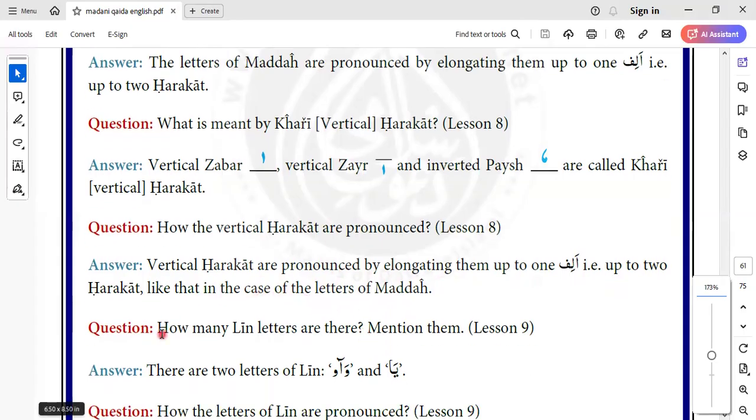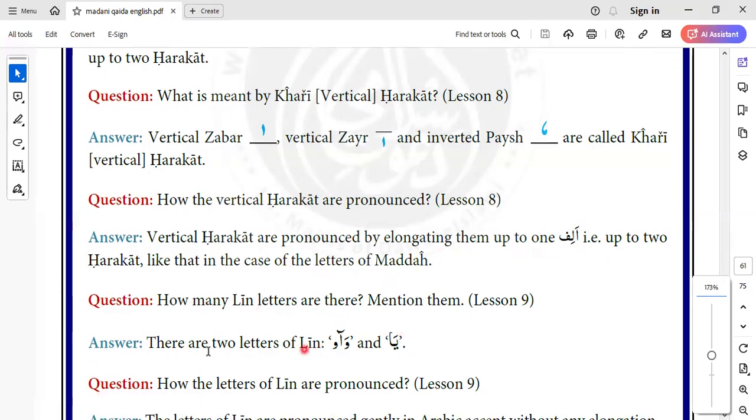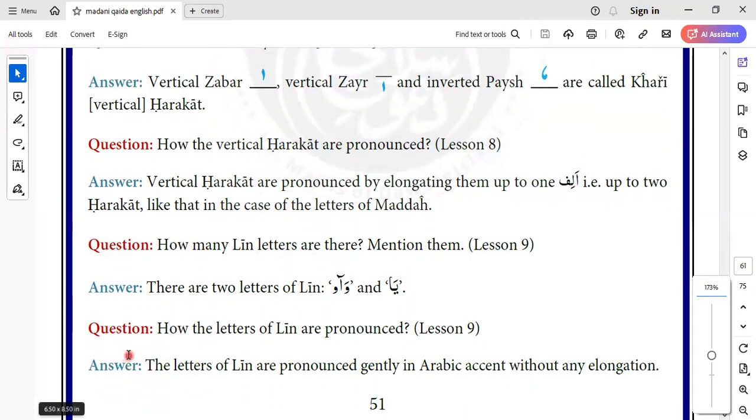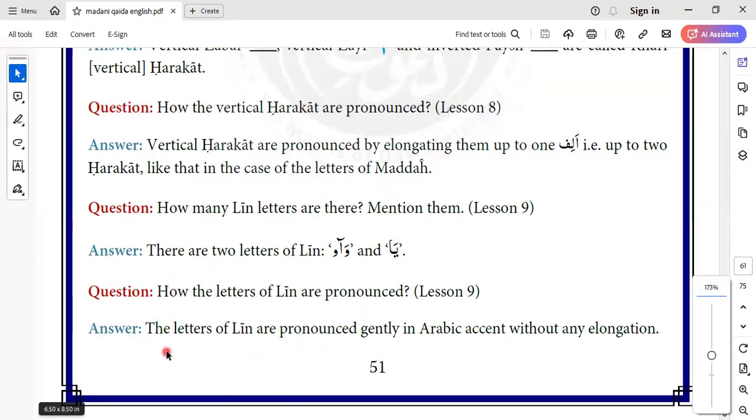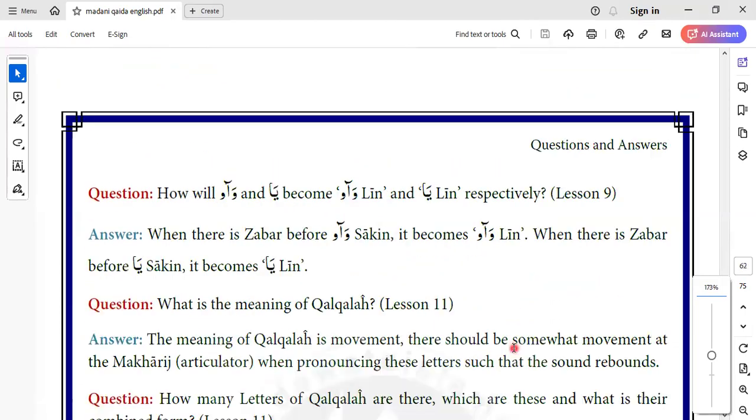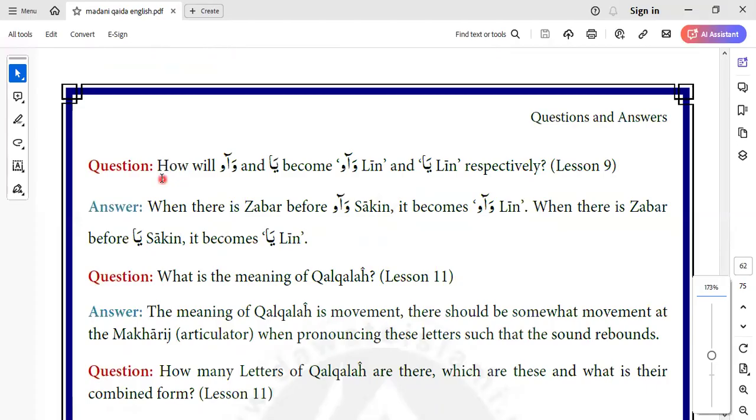Question: how many lean letters are there? Mention them. Answer: there are 2 letters of lean, waw and ya. Question: how are the letters of lean pronounced? Answer: the letters of lean are pronounced gently in Arabic accent without any elongation. Question: how will waw and ya become vowleen and yaleen respectively? Answer: when there is zabar before waw sakin, it becomes vowleen. When there is zabar before ya sakin, it becomes yaleen.